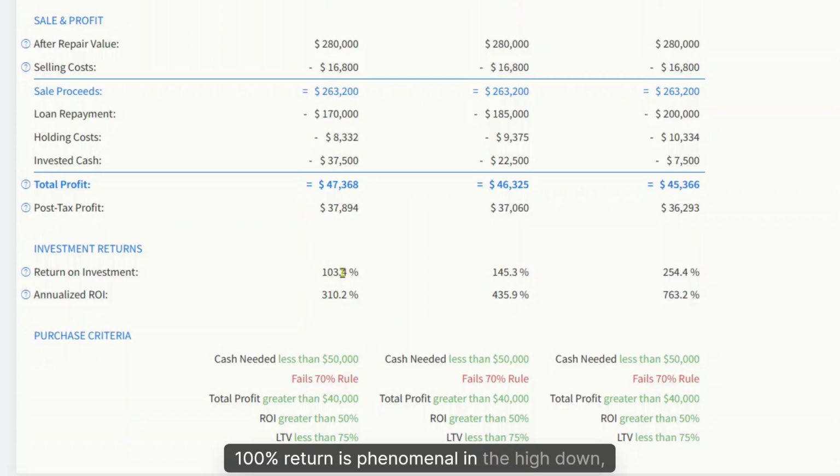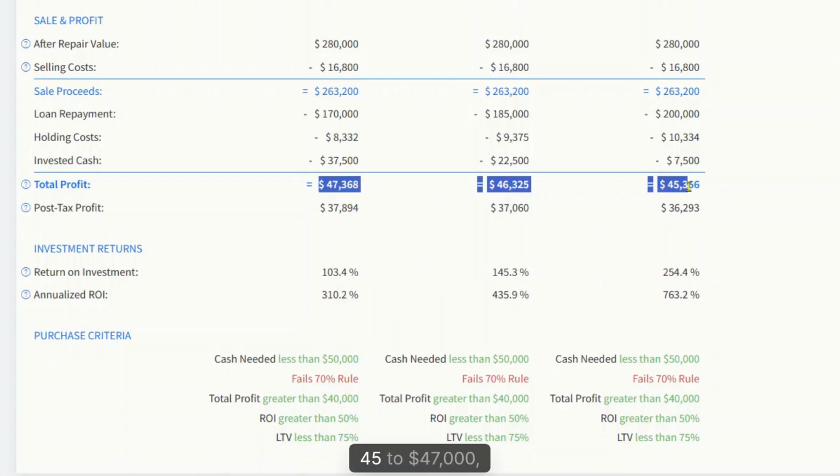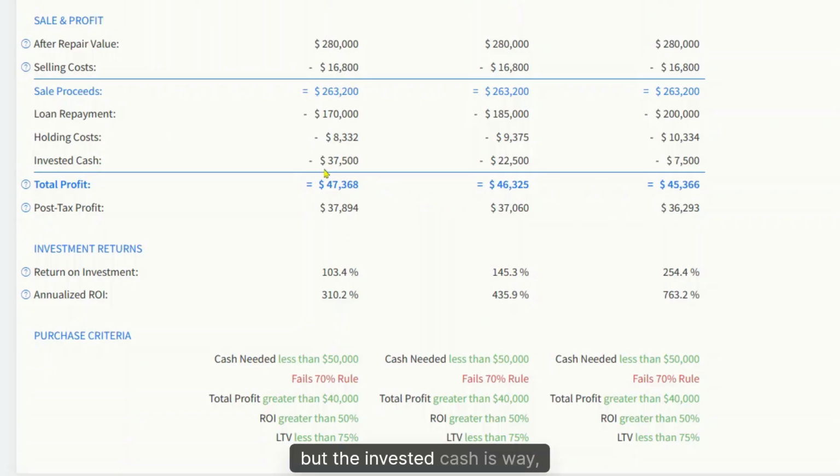100% return is phenomenal in the high down payment case, all the way over to 254% in the low or no down payment case. So you can see that the profits are almost identical, $45,000 to $47,000, but the invested cash is way, way different. In case number one here, you've taken $37,500 and gotten back $47,300, which is fantastic. But just compare that to the no down payment case of investing only $7,500 and getting almost all of that back. So indeed, your costs are a couple thousand higher, but look how much cash you've left in your pocket.